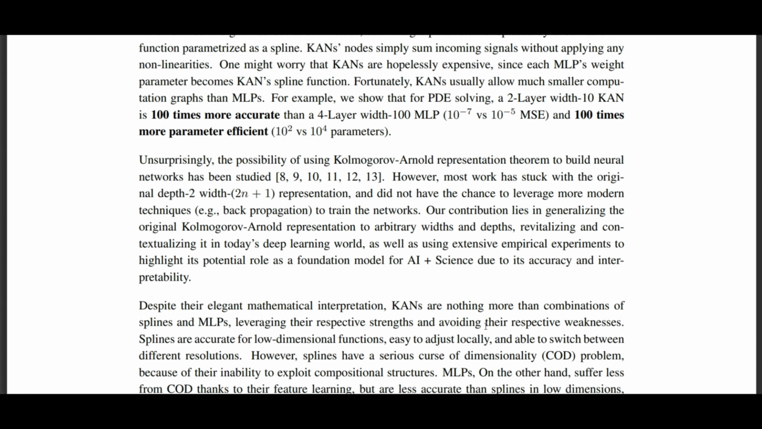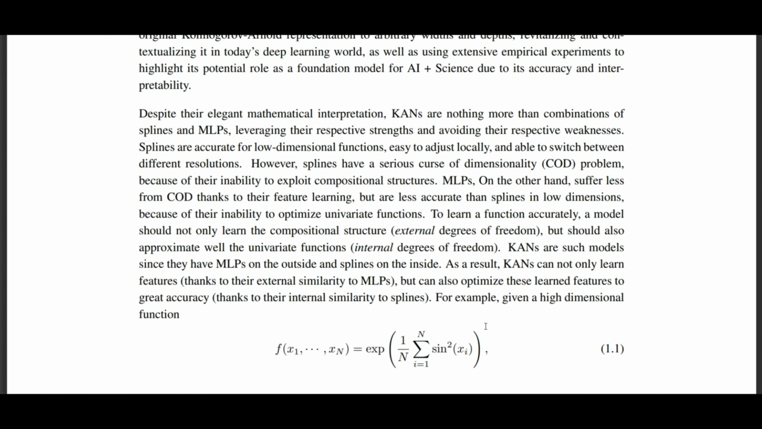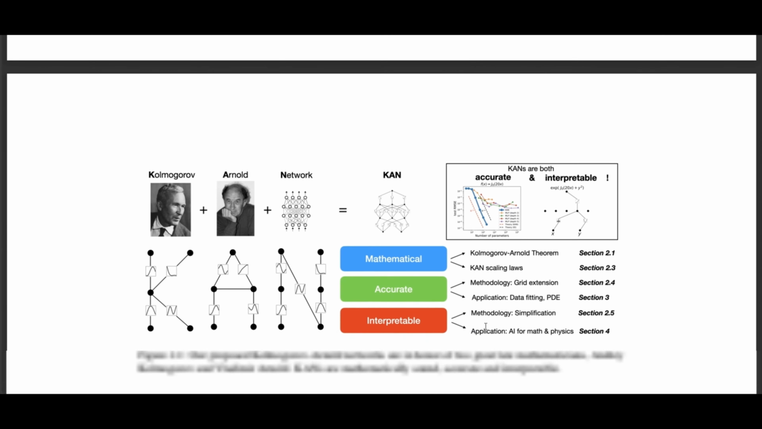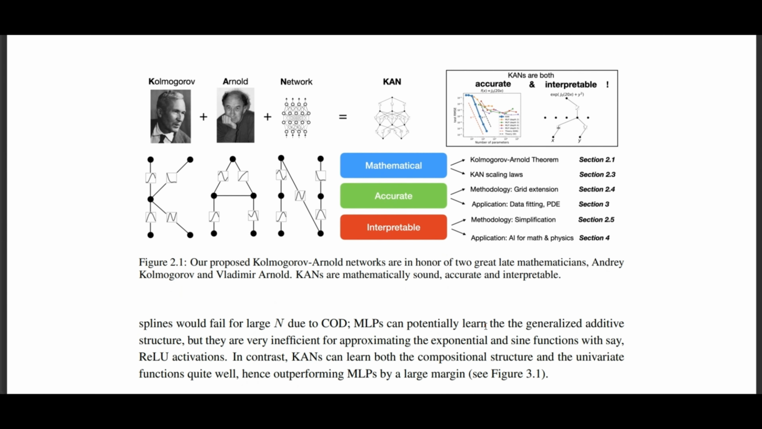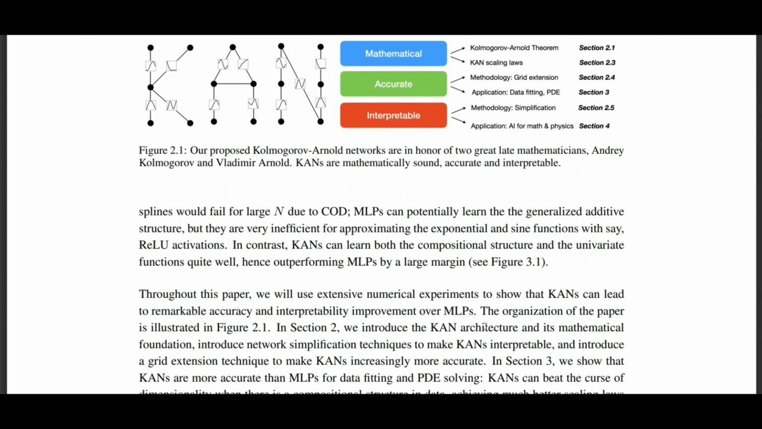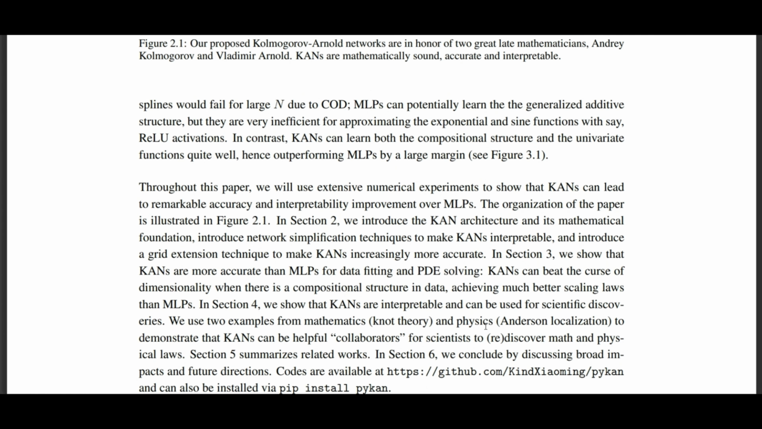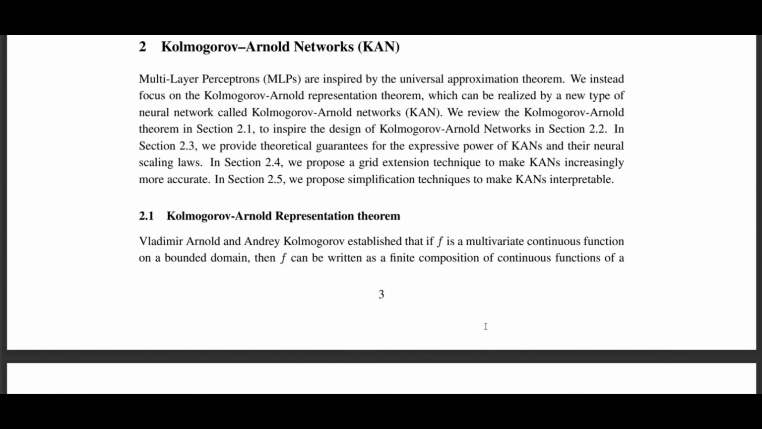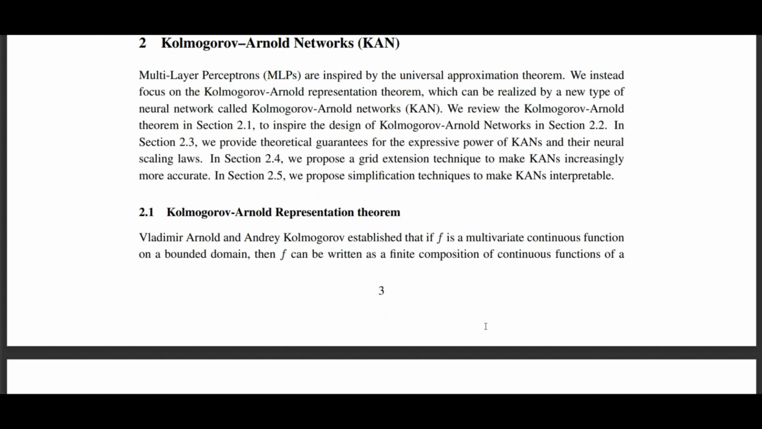In this video, I will try to go over the most important details of the paper without getting too technical. So what are KANs and how do they compare with multi-layer perceptrons? According to the research paper, Kolmogorov-Arnold networks are inspired by the Kolmogorov-Arnold representation theorem. While MLPs have fixed activation functions on nodes, neurons, KANs have learnable activation functions on edges, weights. KANs have no linear weights. Every weight parameter is replaced by a univariate function parametrized as a spline.